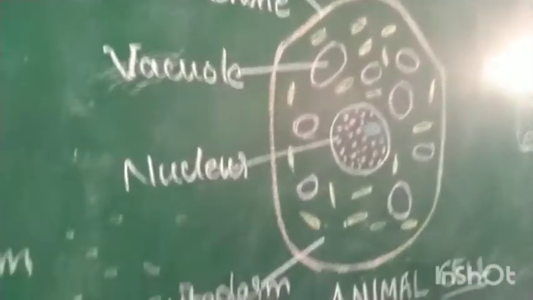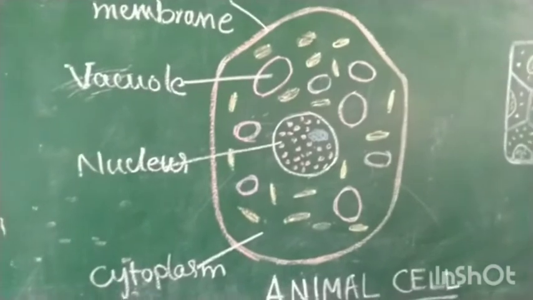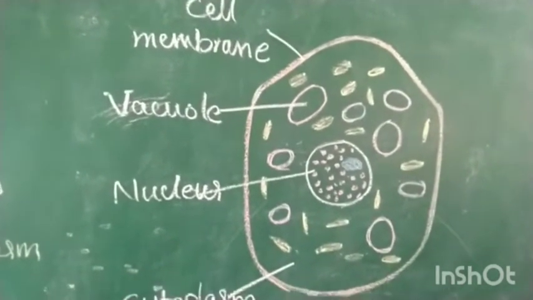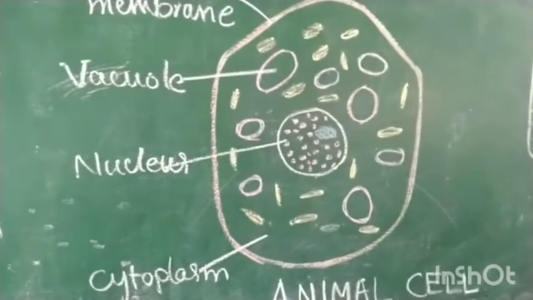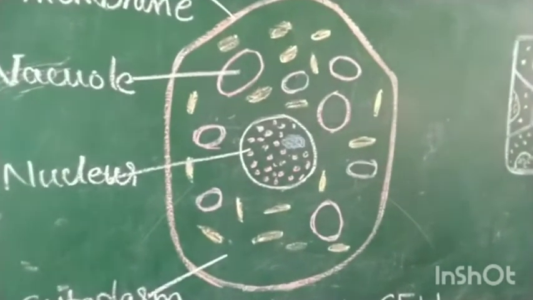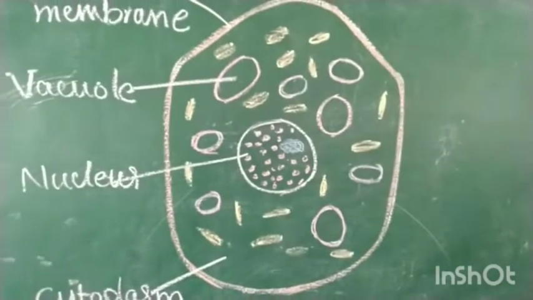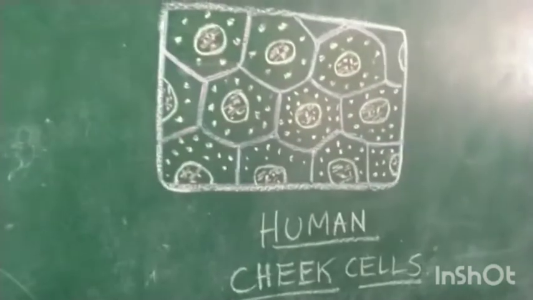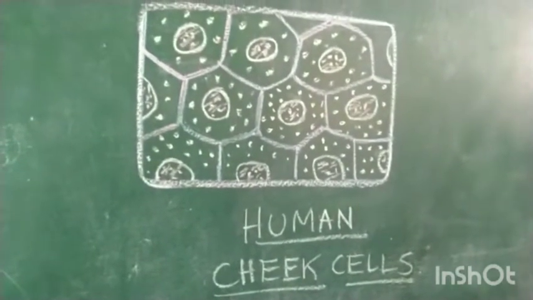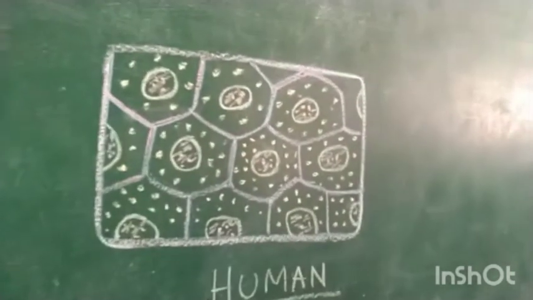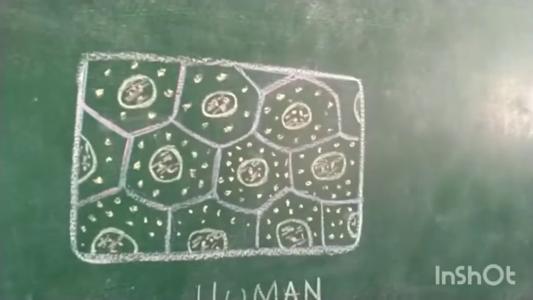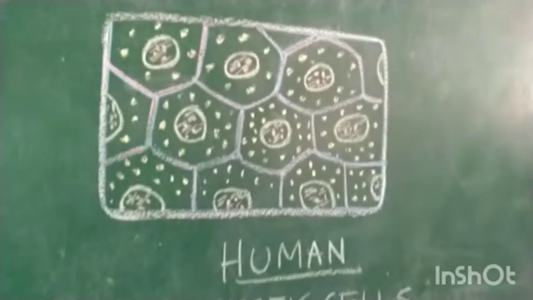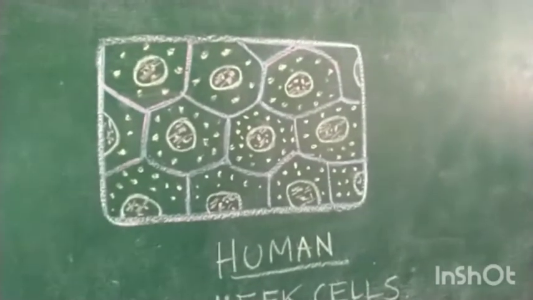And while studying the animal cell, this is the ultrastructure of the animal cell, where the parts you can see are cell membrane, vacuole, nucleus and cytoplasm. Inside that you find a jelly-like substance called cytoplasm. To observe animal cells under the ordinary microscope, human cheek cells are used, where you can see a number of cells divided by the cell membrane. Here the cell wall is absent in the animal cell.